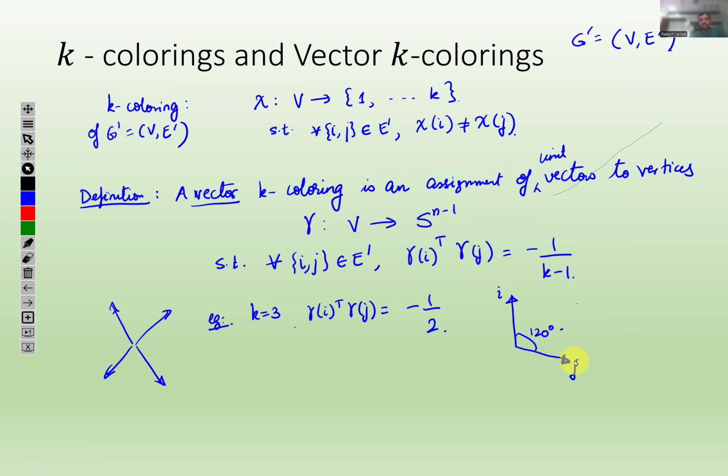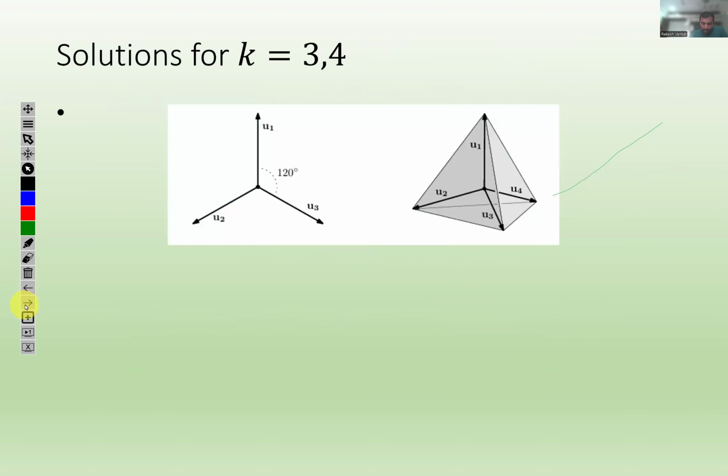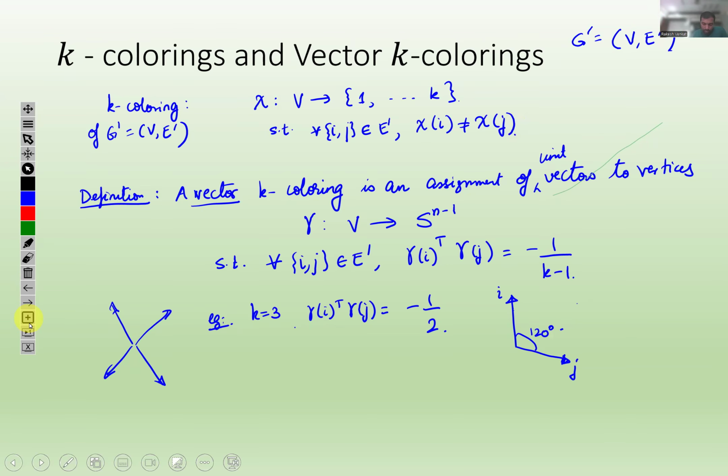Okay, so instead of saying that in the scalar sense that chi i is not equal to chi j, you are saying that the corresponding vectors should be kind of far apart. They should not be together. Now, why is this useful for us? Because what we are going to do is to show that if a graph has a k coloring, then it surely has a vector k coloring.